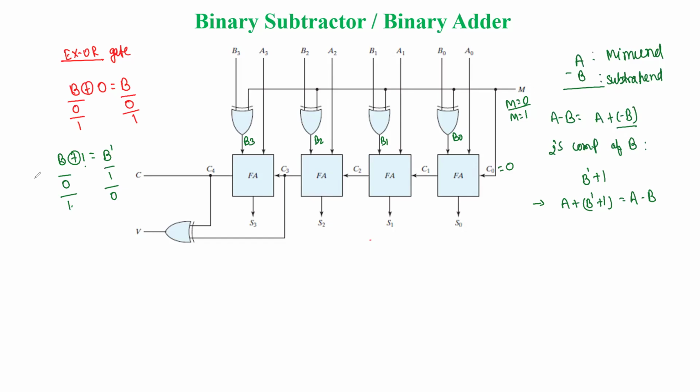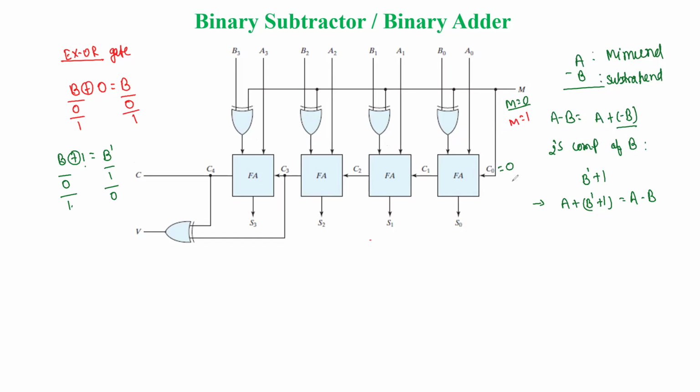Now if you see the other situation, if we take M equal to 1, as we have already discussed, when we have one input M equal to 1, then the XOR gate is going to perform the complement.